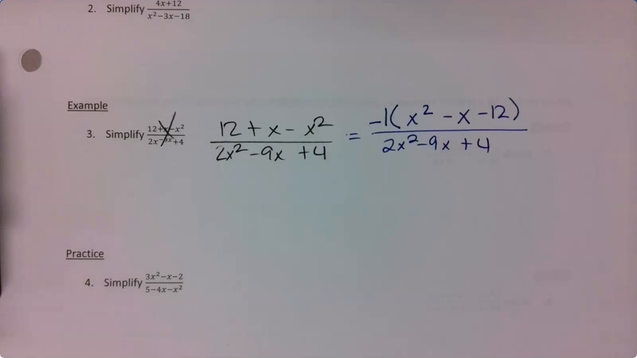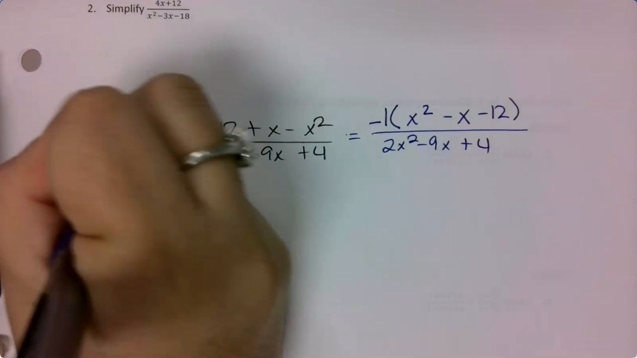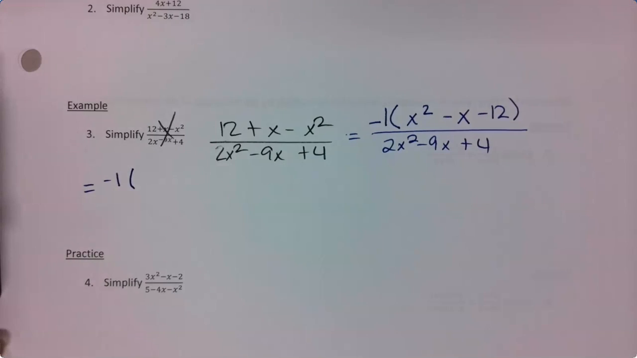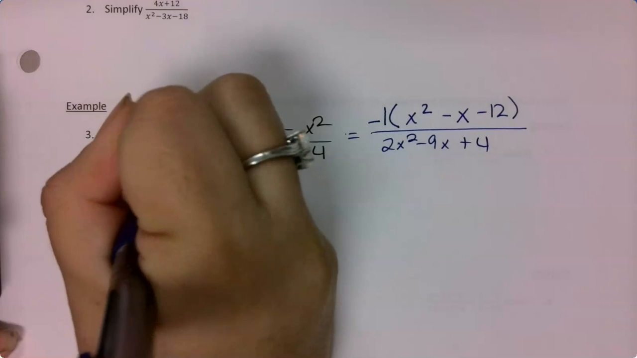So then what I want to do is start factoring these. So my numerator, I'm still going to have that negative 1 out front. What multiplies to negative 12 and adds to negative 1? Negative 4 and positive 3.